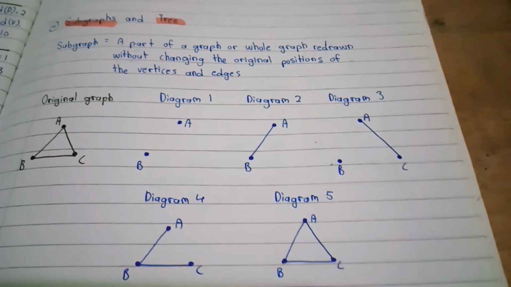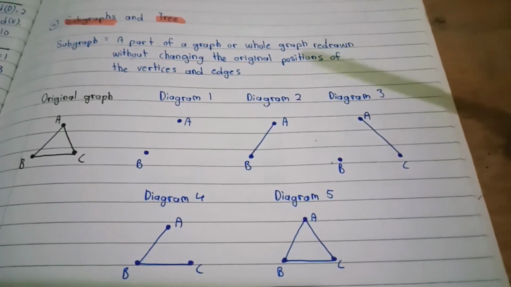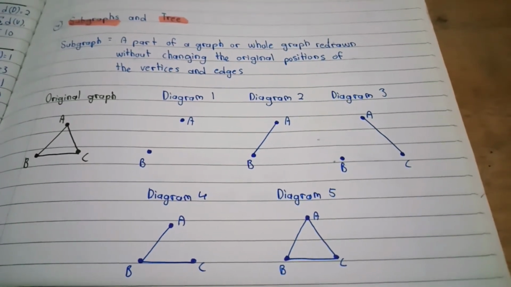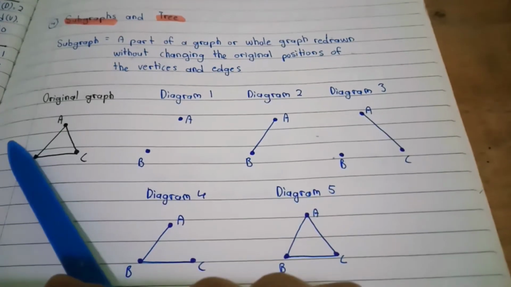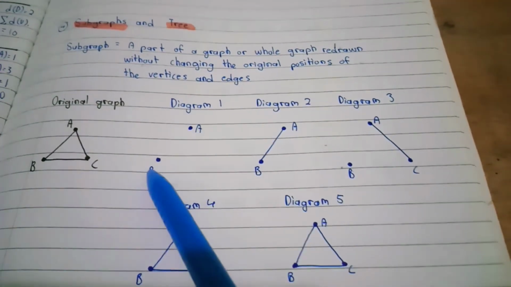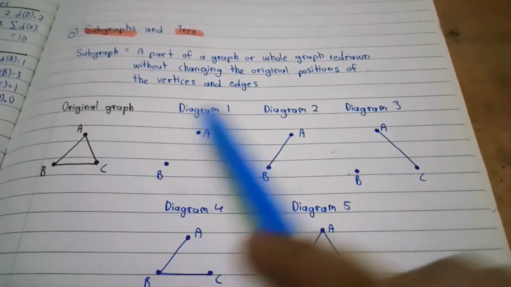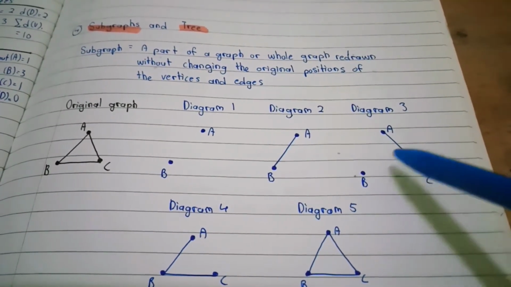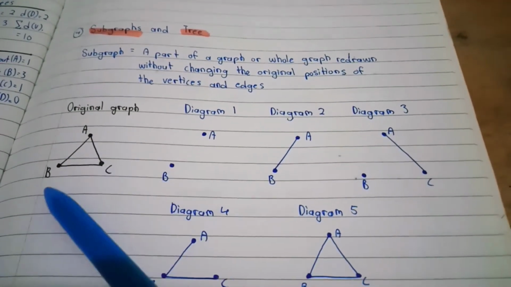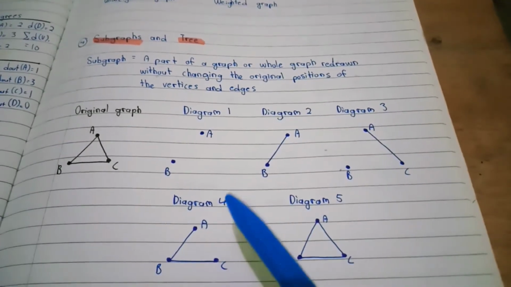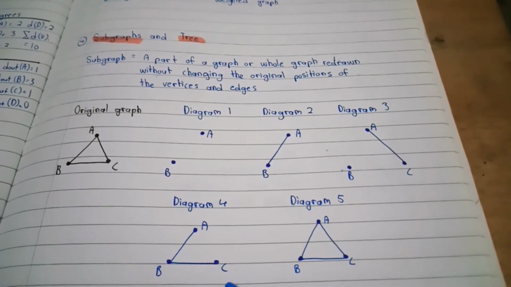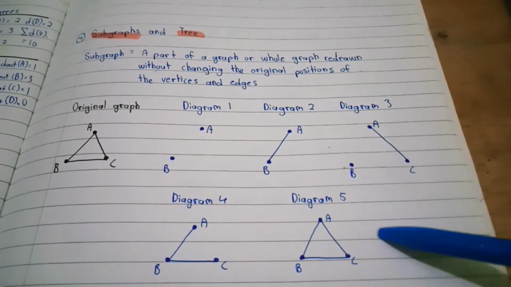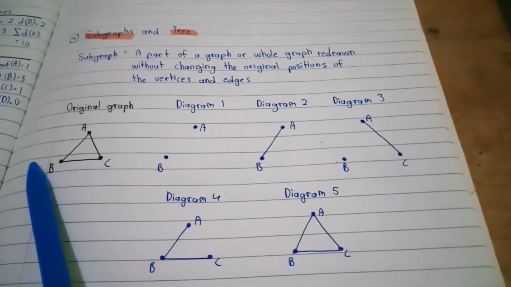Subgraphs and tree. What is a subgraph? A subgraph is a part of a graph or a whole graph redrawn without changing the original positions of the vertices and edges. Here is the original graph. Diagram 1, vertices A, B is a subgraph of the original graph. Diagram 2, edge AB is a subgraph. Diagram 3, edge A and vertex B is also a subgraph. Diagram 4, edges A, B, C is a subgraph, a part of the original graph. And also diagram 5, this whole diagram is also a subgraph of the original graph.